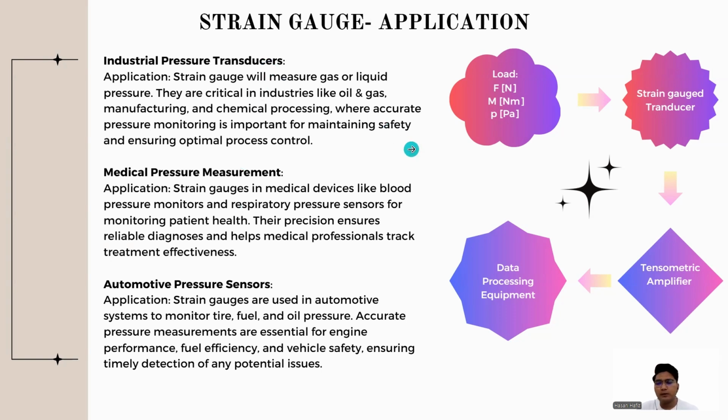So here is the simple process from the load. The strain gauge converts to a strain gauge transducer, then goes to a strain gauge amplifier, and it will show on the data processing equipment.